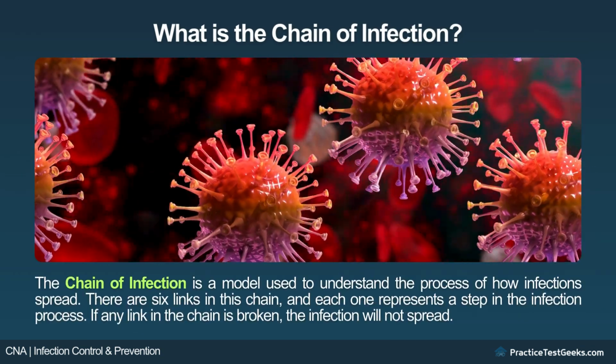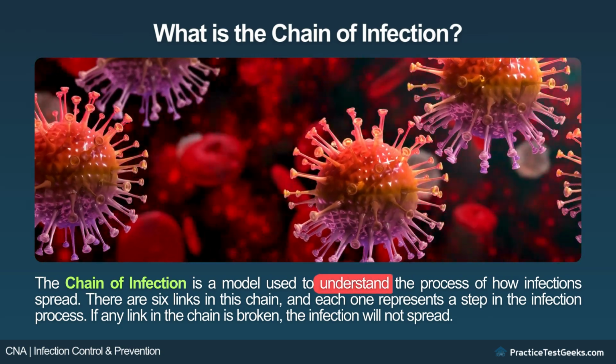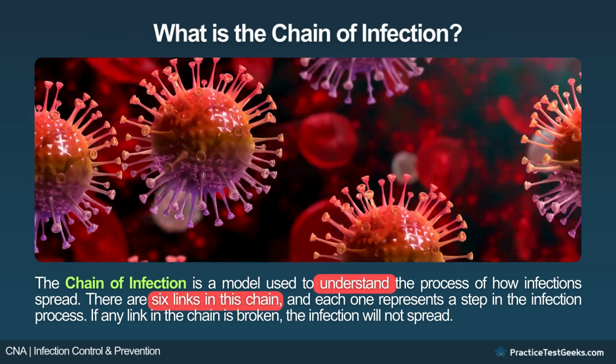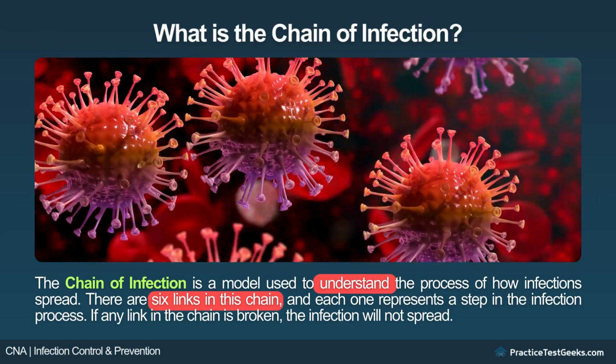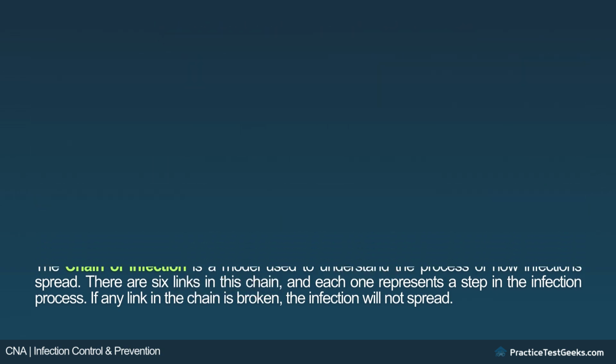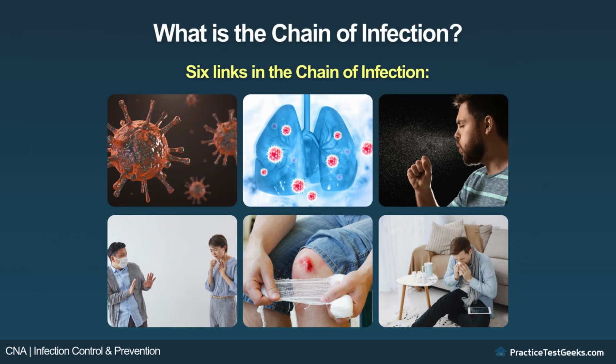The chain of infection is a model used to understand the process of how infections spread. There are 6 links in this chain, and each one represents a step in the infection process. If any link in the chain is broken, the infection will not spread. Let's start with the first link in the chain.